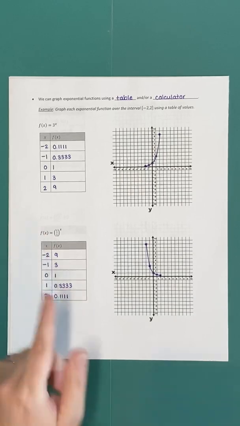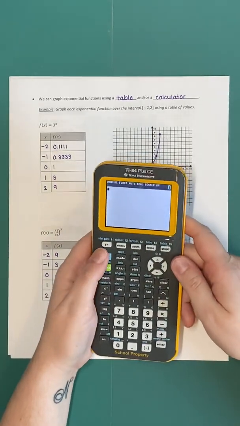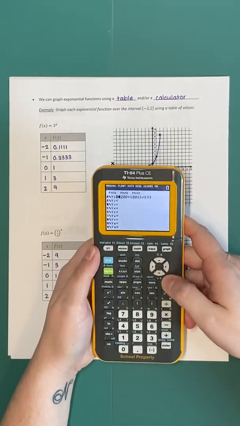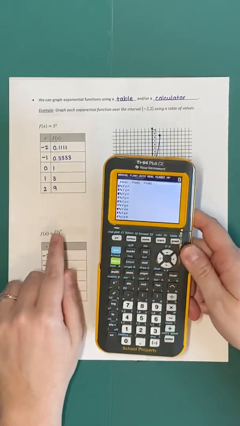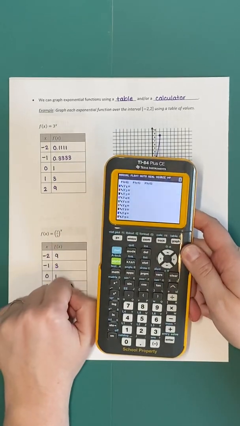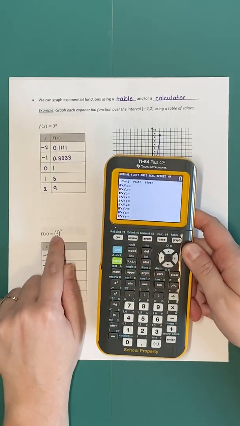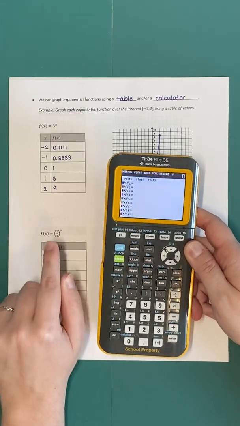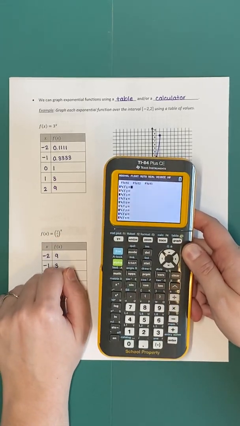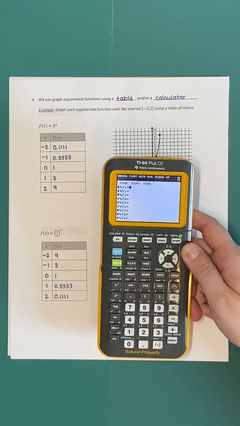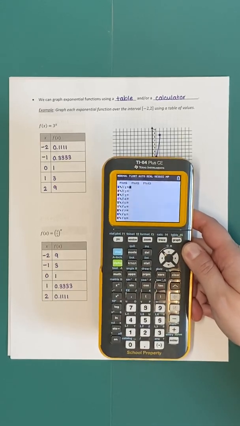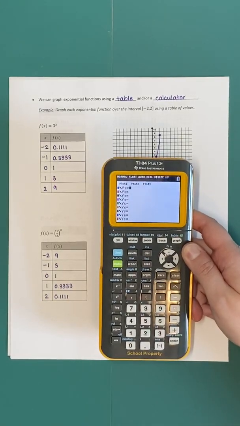Now let's do this one using the actual table function. So let's graph this one. I'm going to clear that out. I want to graph 1/3 to the x power. Now I need to put parentheses around that base. Again, your calculator is very literal. So if you don't put parentheses around that base, it thinks you only mean putting 3 to the x power.